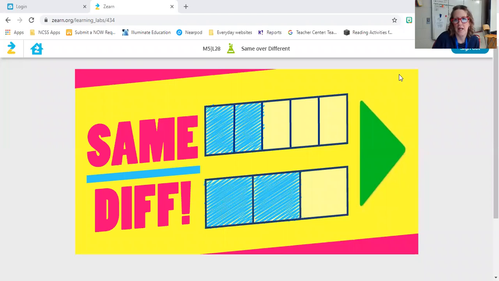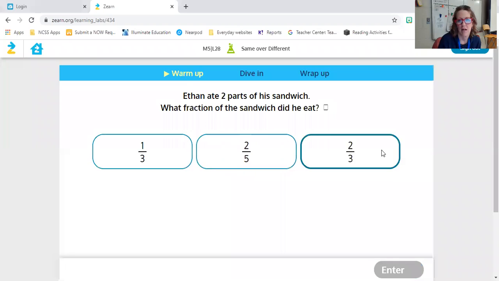Let's get started. Okay, let me take you to the lesson. All right, so here we go. We're looking more at same and different. How do we know if the fraction is the same or if it's different? How do we know which one's larger by looking at it? You can tell by looking at it, but we're going to talk about how to tell without having a picture maybe.